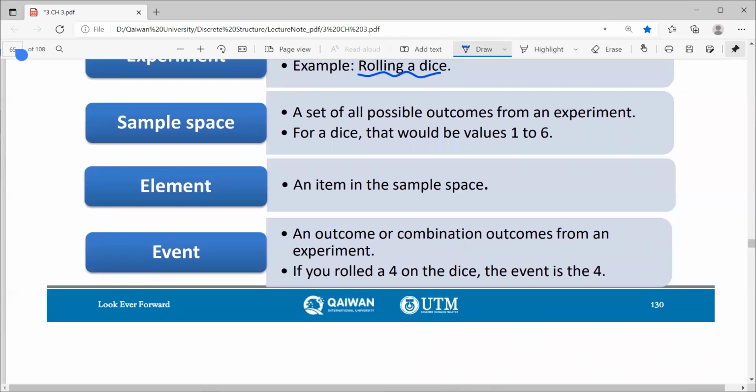Element is an item in the sample space. Each item in this sample space is called an element. An event is an outcome or combination of outcomes from an experiment. The outcome is called an event.